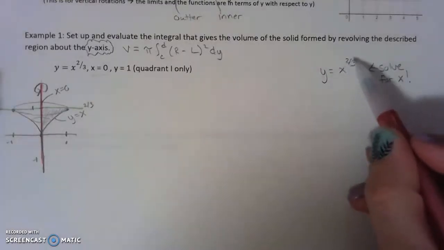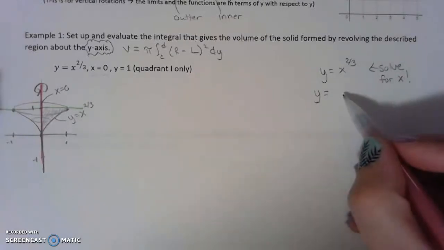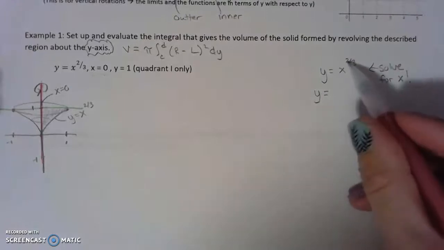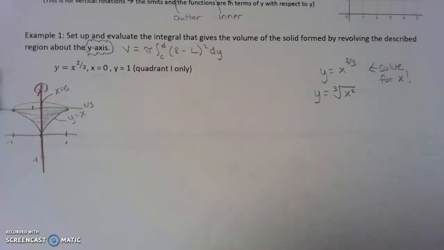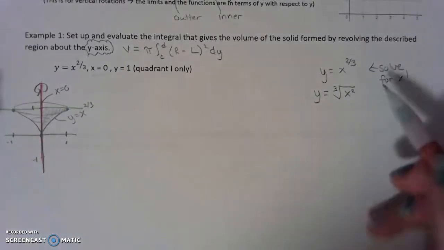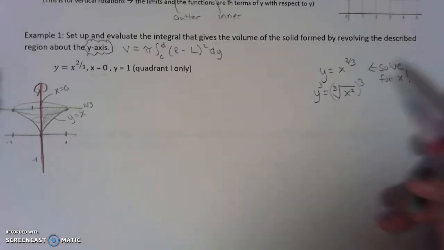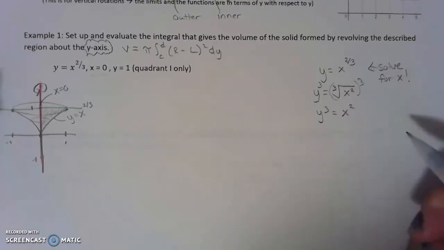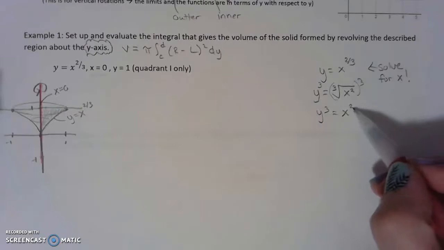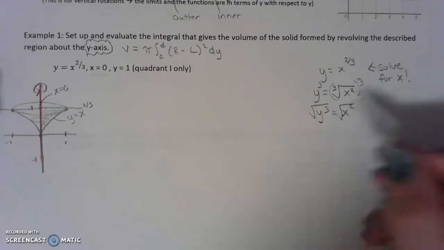What I would do is rewrite this as y equals, remember our little rule, the flower is the power, the root is the root, so this is the cube root of x squared. This gives me a better idea of what I really need to be doing. To get rid of a cube root, we cube both sides. So now I have y cubed equals x squared. To get rid of a square, we square root both sides.